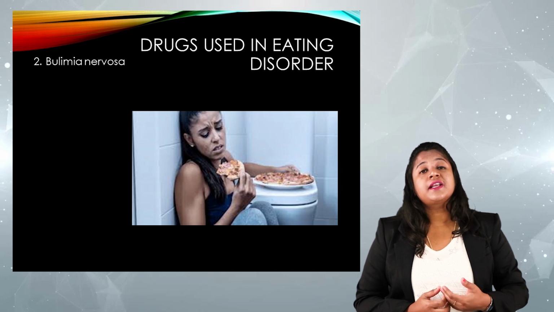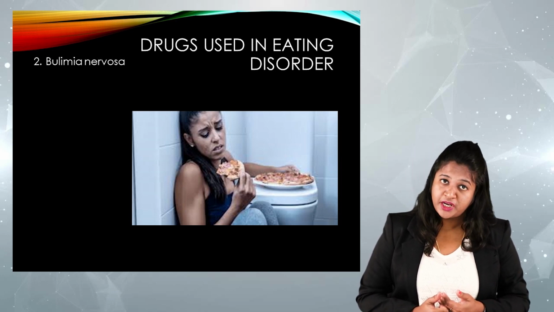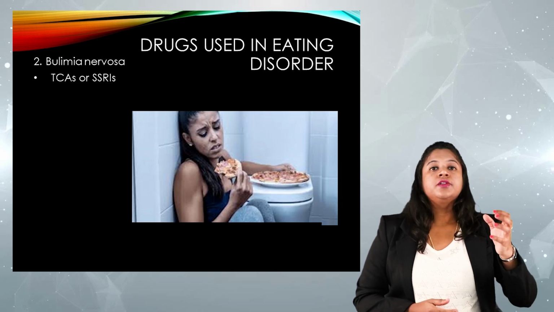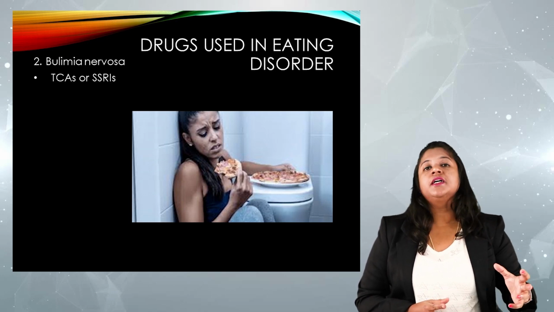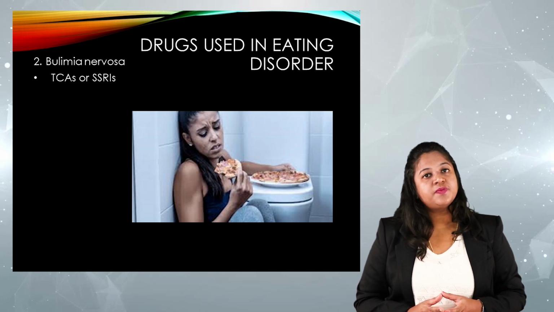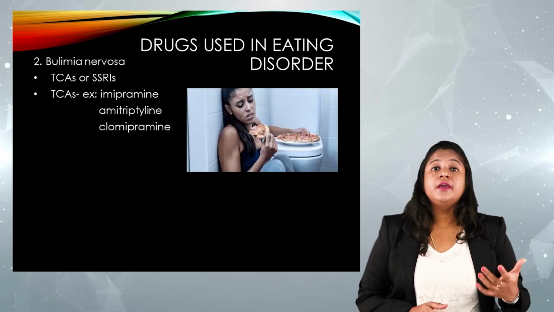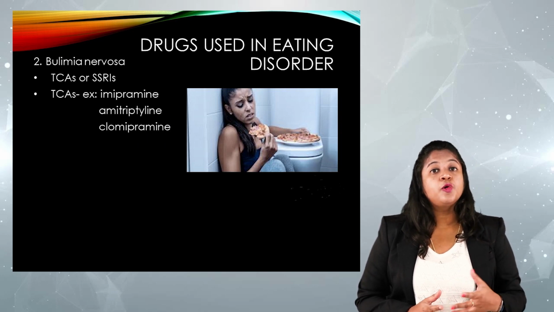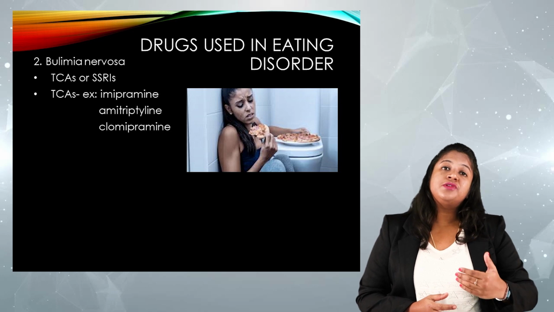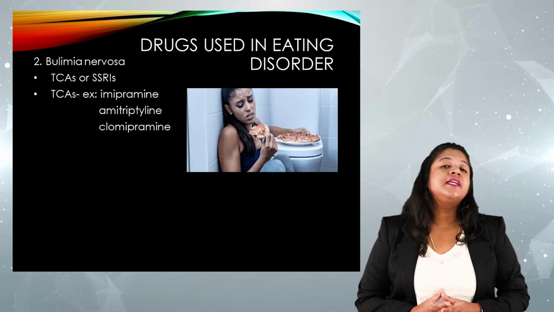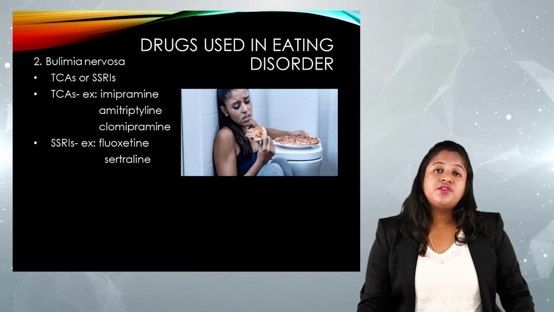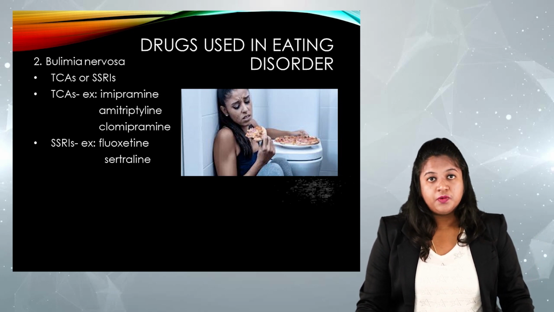Here also the client may go into depression, so we are using certain antidepressant drugs. The widely used antidepressants here are TCAs and SSRIs. The TCAs, tricyclic antidepressants, have examples such as imipramine, amitriptyline, and clomipramine. Moving on to the selective serotonin reuptake inhibitors group of antidepressants, examples are fluoxetine and sertraline. These are the drugs which are used in bulimia nervosa.